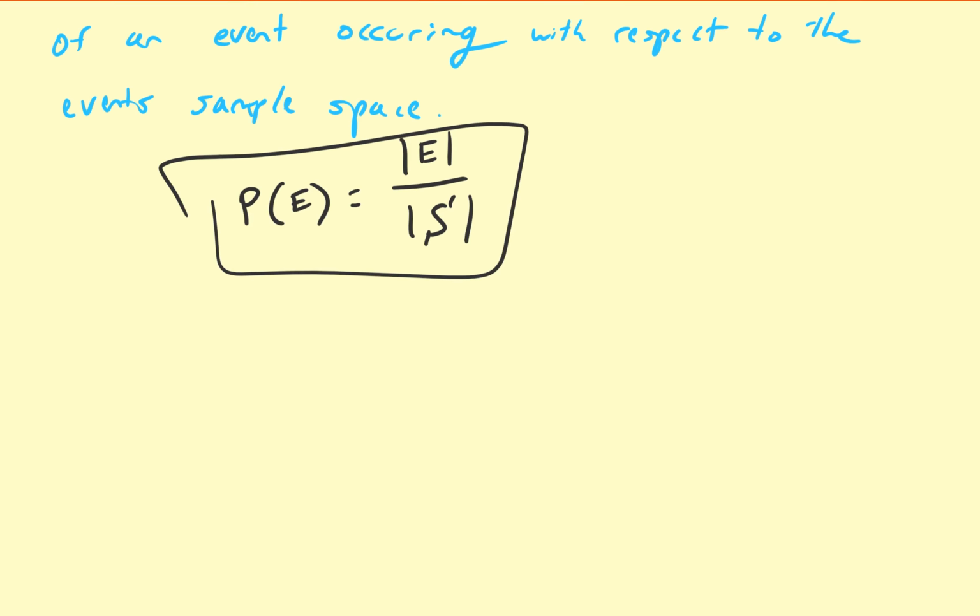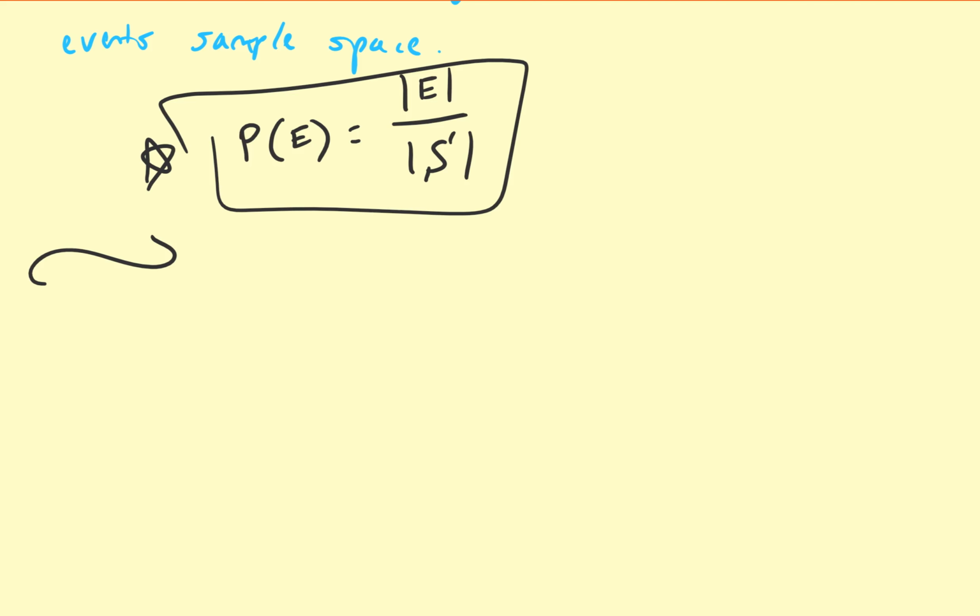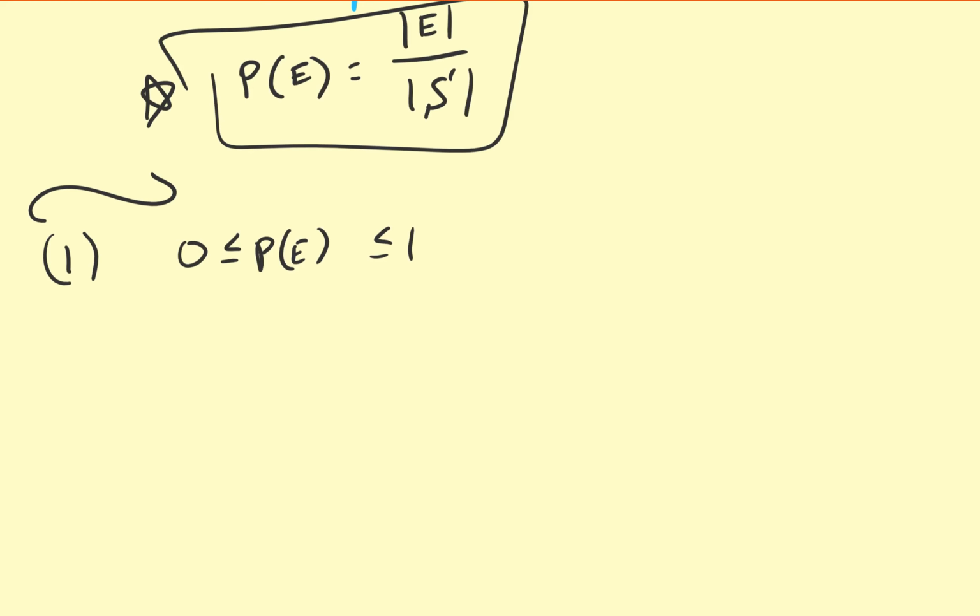So let us just describe a couple properties of this probability measure. The first property is that all probabilities are always between 0 and 1. And the proof of this is very straightforward if you're interested. But what this pretty much says is if you calculate the probability of an event and you do it correctly, then you'll never get a number bigger than 1, and you're never going to get a negative number either.